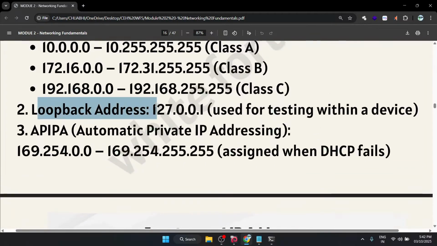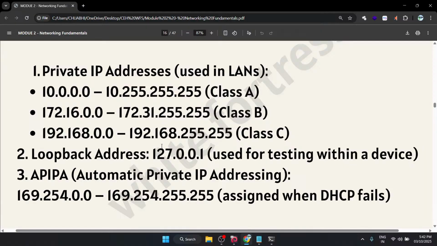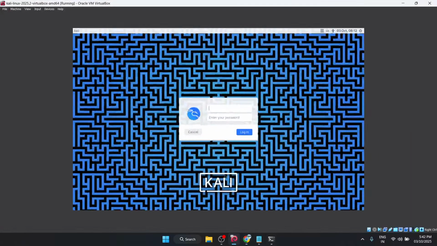Then we have the loopback address. Now, what is this loopback address? This address is used for pinging your own system. If you're testing your own device, it is the IP of the device. Okay, how do I know? Let's just log in to this.